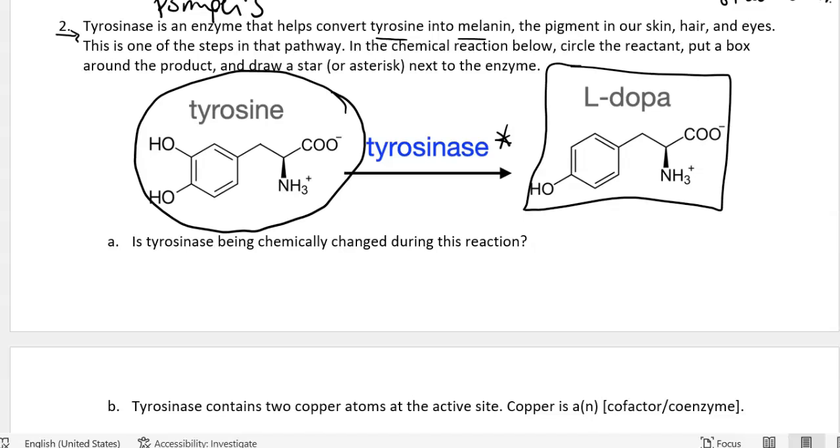So what we want you to be able to do is to be able to look at a reaction, label the reactants, the enzyme, and the product. Some people were confused with this one. Is tyrosinase being chemically changed during the reaction? No, tyrosinase is not being changed during the reaction because tyrosinase is an enzyme.